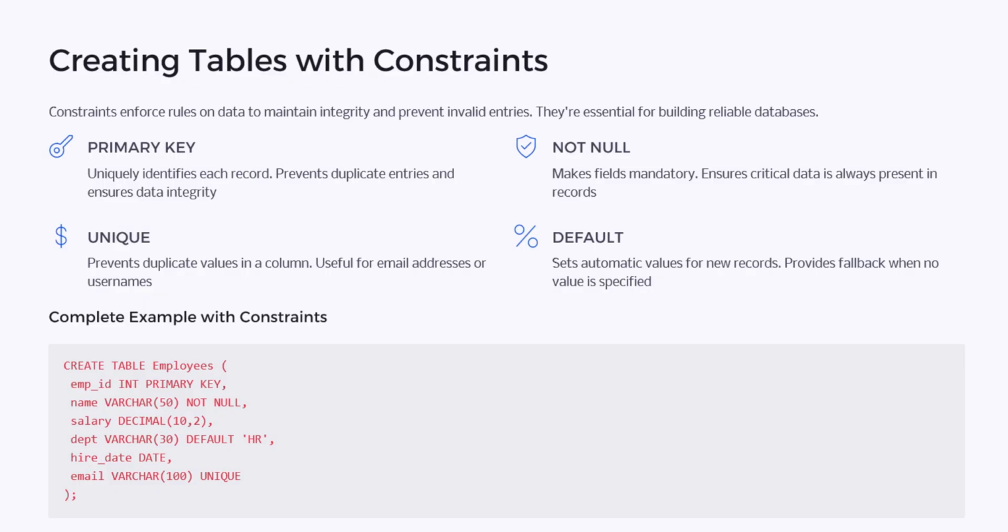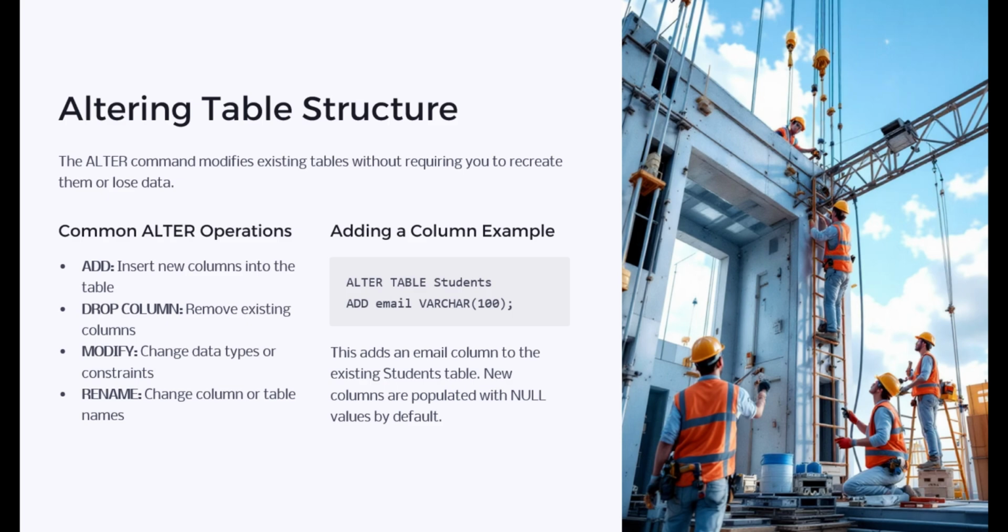Not null ensures that a column cannot have empty values. Unique prevents duplicate values in a column. Default assigns a default value when no value is provided. Using constraints helps in maintaining data integrity in the database. Altering table structure. The alter command allows us to modify an existing table without deleting it.